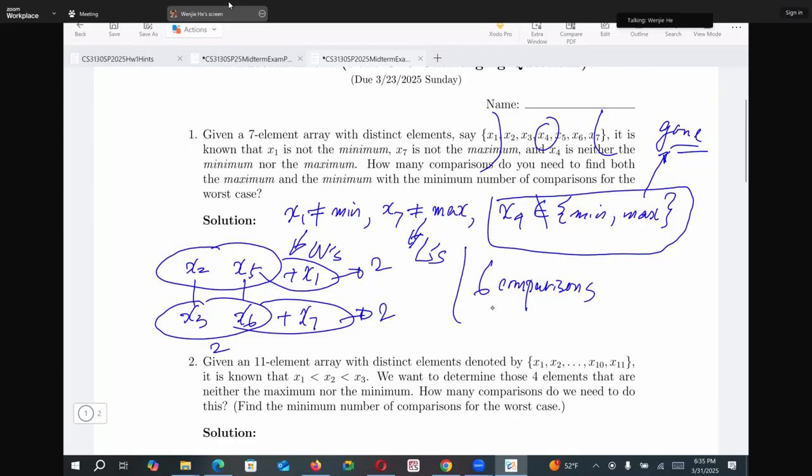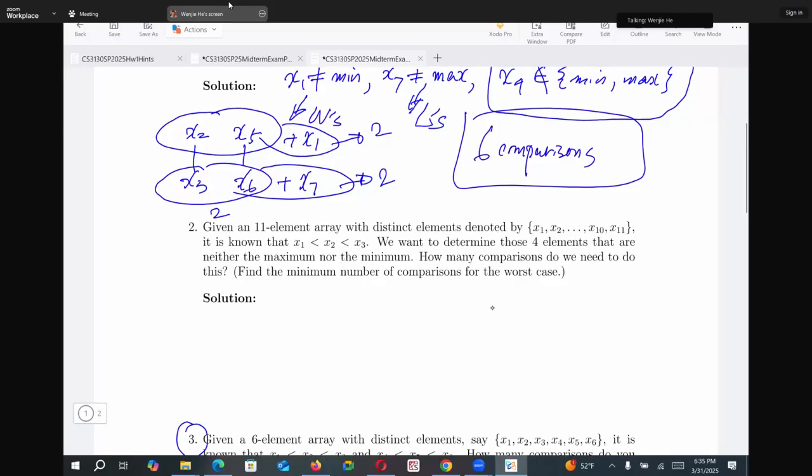Oh, many students give me 8 comparisons. Now I see it. It's not just 1 or 2, it's pretty common. I saw 8 comparisons, which is not the best. The answer is 6 comparisons. The second one is 5 comparisons, but most of you give me 6 comparisons.